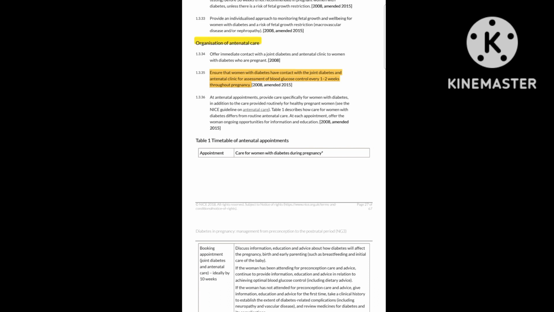Organization of antenatal care. Ensure that women with diabetes have contact with the Joint Diabetes Antenatal Clinic for assessment of blood glucose control every 1 to 2 weeks.